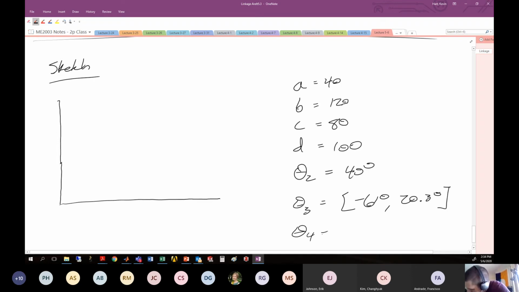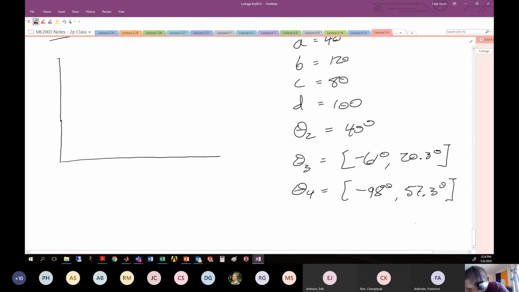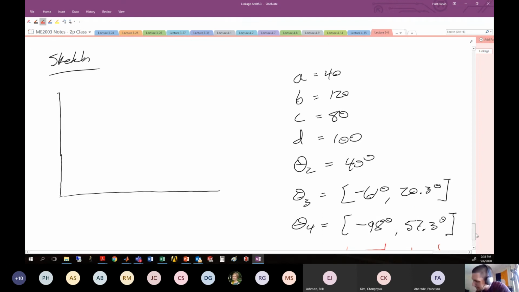And then we have a theta 4 that is either negative 98 degrees or 57.3 degrees. Remember that the first is the crossed and the second is the open configuration. So let's set our baseline.